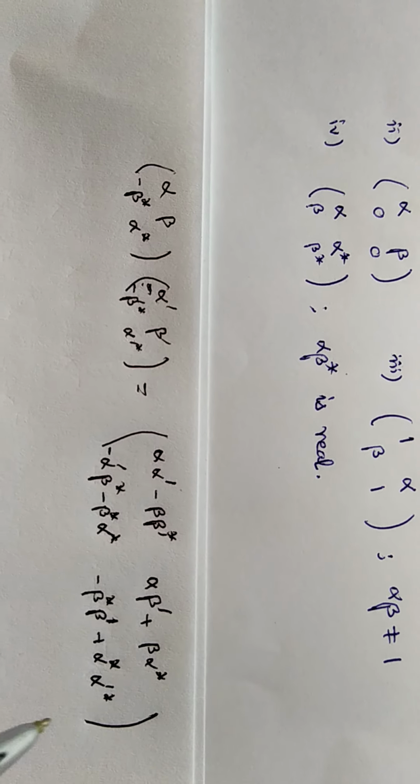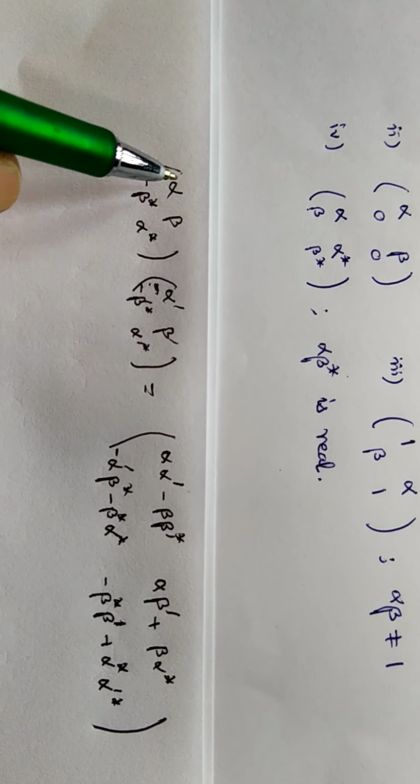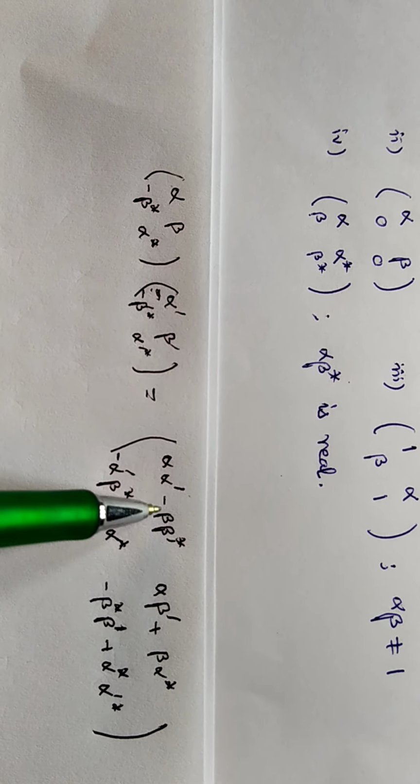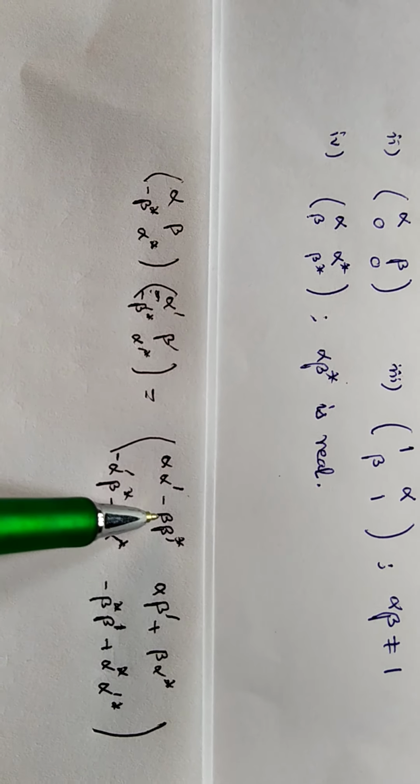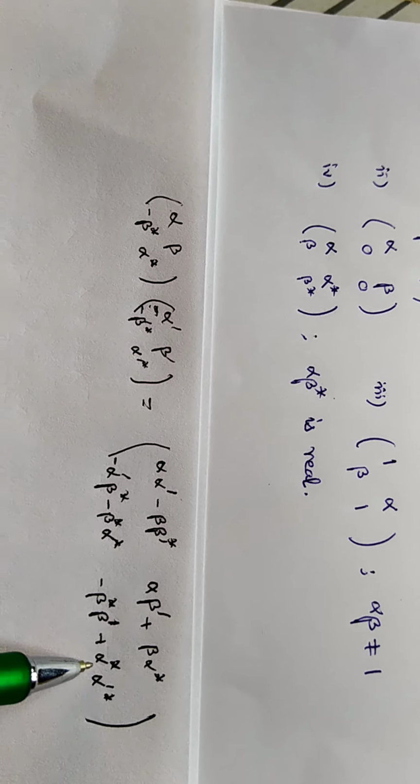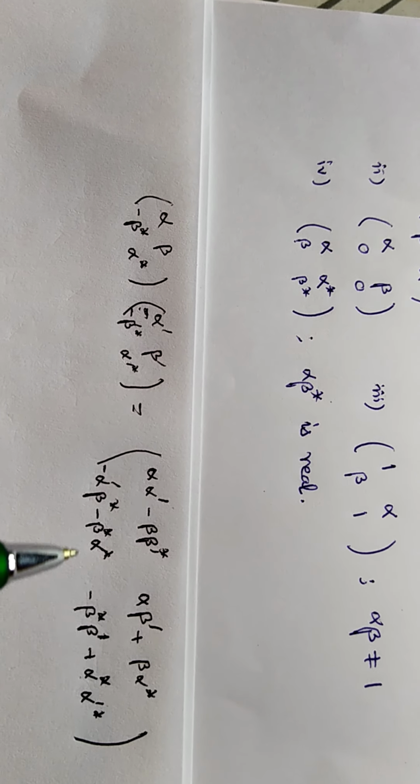Now see, this is alpha, this is alpha star. If this is this, then what is the conjugate of this? It should be minus beta star beta prime plus alpha star alpha prime, okay.